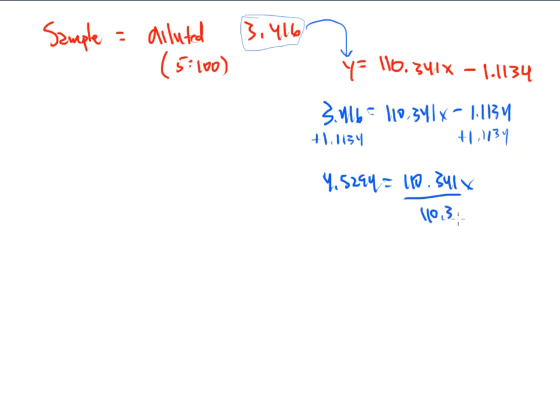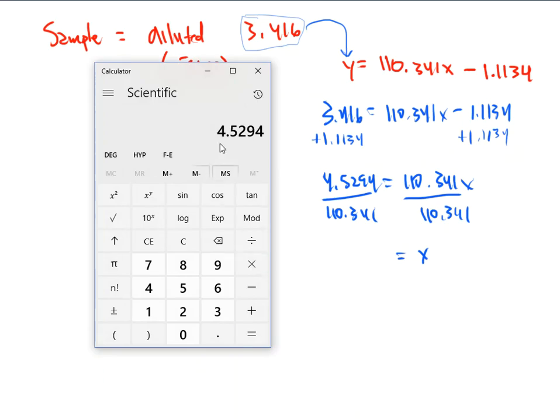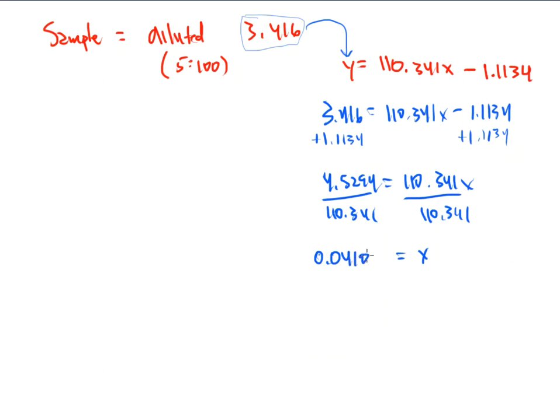So I'm going to solve for x. I divide by 110.341. And x is equal to something, right? So 4.5294 divided by 110.341. And I hit enter, and I get 0.0410. I'm going to round it off that way. So this is the concentration of the diluted sample. Now, let's say that this concentration unit was parts per billion. So it's part per billion here.